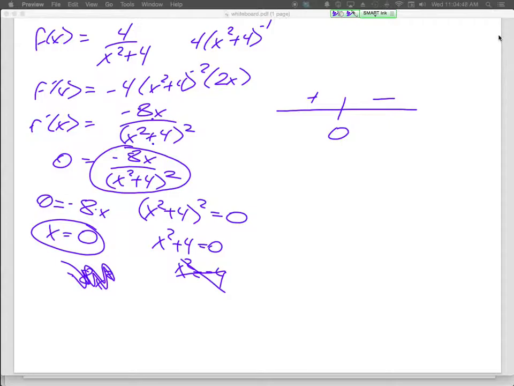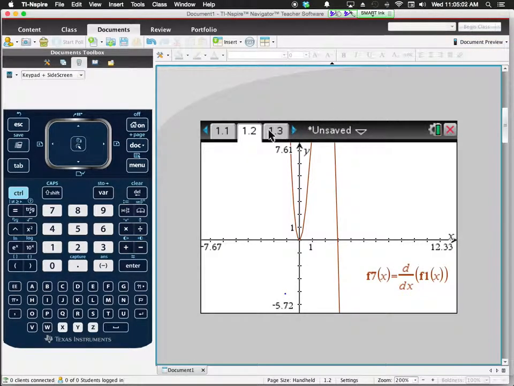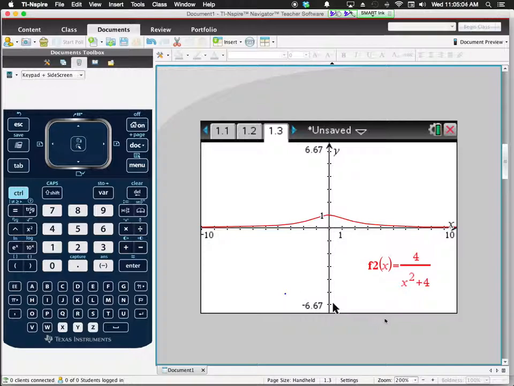So let's look at this graph. What should be happening on the left side of 0? Increasing. On the right side, decreasing, and 0 should be my maximum. So let's look at it. There it is. Am I increasing on the left? Yes. Decreasing on the right? Yes. And my maximum is at 0. Okay. So we've got that.